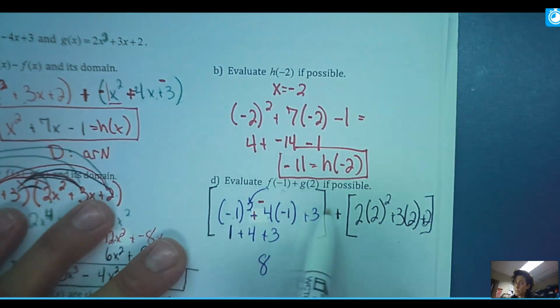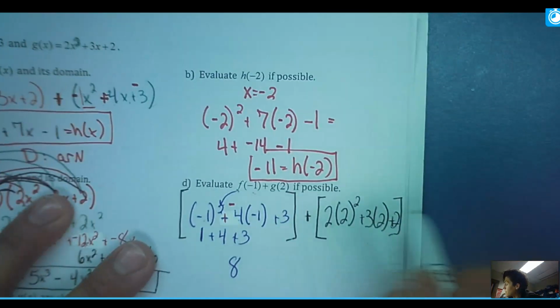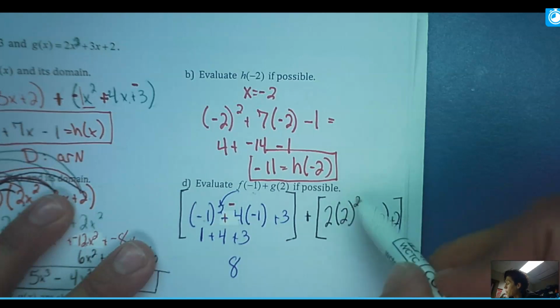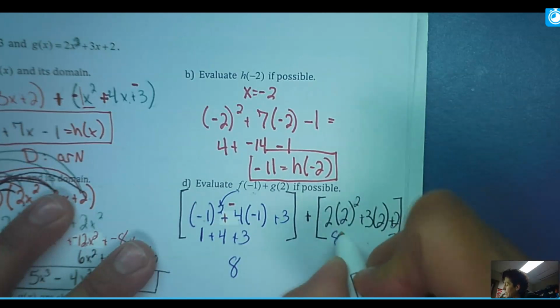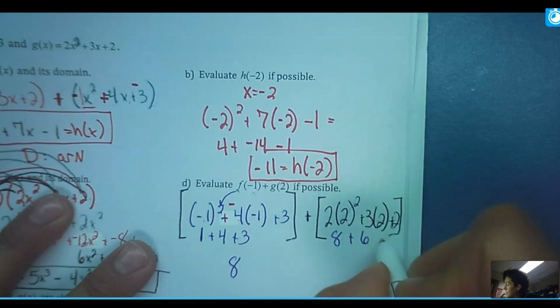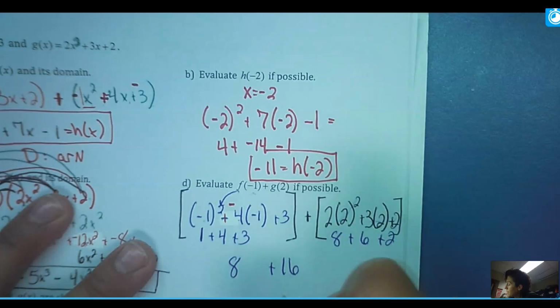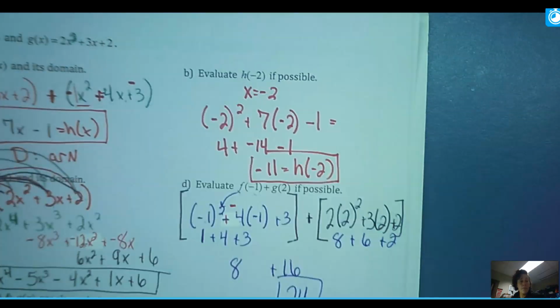Or you could just type this into your calculator. As far as this goes, I'll do my exponent first. There's 4, and 4 times 2 is 8. Multiply those, I get 6, along with the 2. When I add those up, I get 16. So when I'm done and add these functions up, my answer is 24. And that is it for our video.